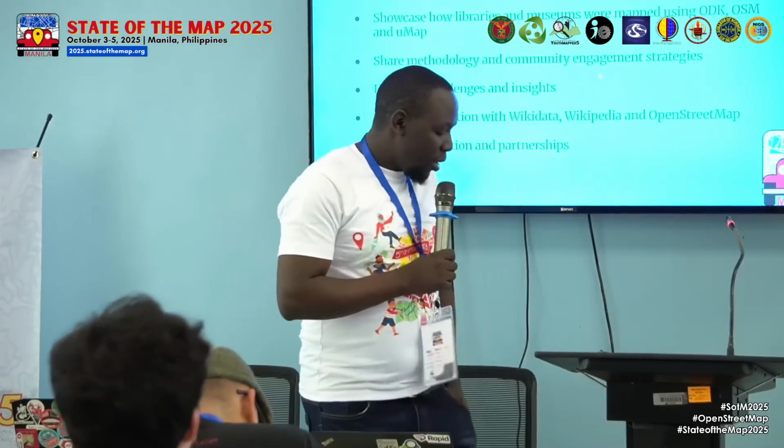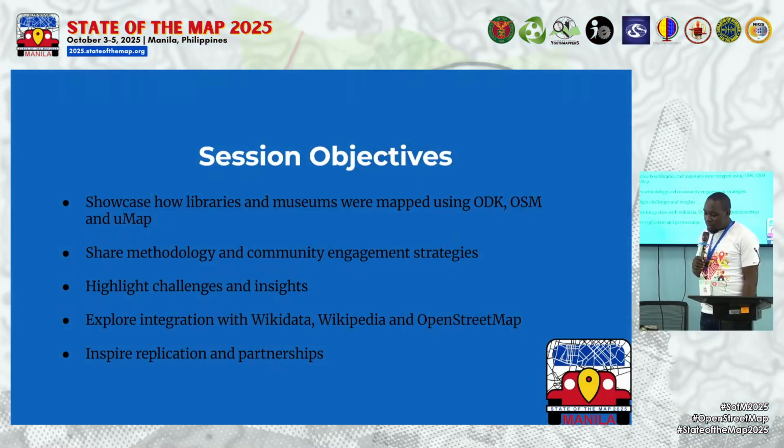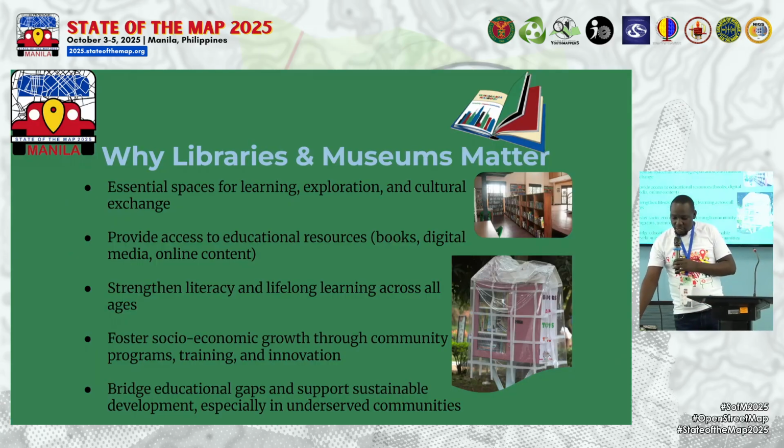In this session, I'm going to share how libraries and museums were mapped using ODK, OSM, and uMaps, and also share the methodology and community engagement strategies, highlighting challenges and insights, and explore the integration of Wikidata, Wikipedia, and OpenStreetMap. Also, to inspire the replication of the same project in other communities.